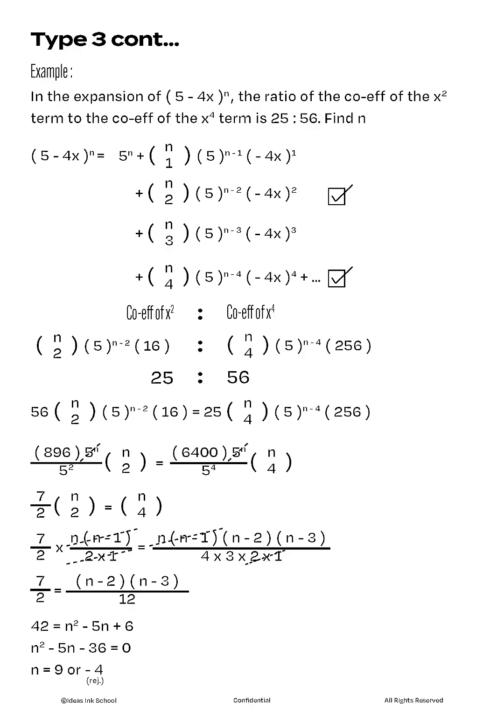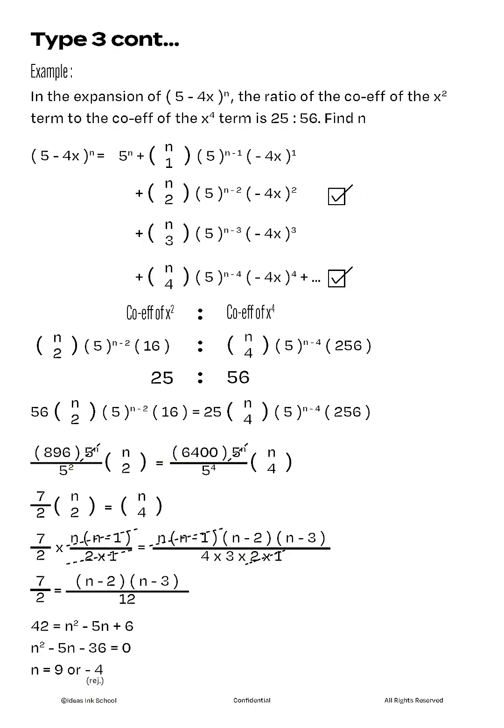Okay, but after expanding to the first 4 terms, I realized that the question asks us to find the x squared and the x to the power 4 term. If you look at the 4th term of the binomial expansion, that is only up to x cubed. So that means, unfortunately, guys, we need to do one more term. So we need to get the 5th term. The 5th term is going to be nC4, 5 to the power n minus 4, and finally, the term that we're looking for, minus 4x to the power of 4. Okay, so we are only interested in the 3rd term, which is the x squared term, and the 5th term, which is the x to the power of 4 term.